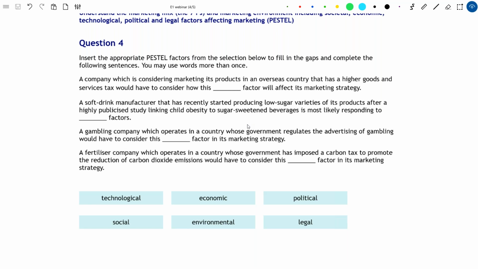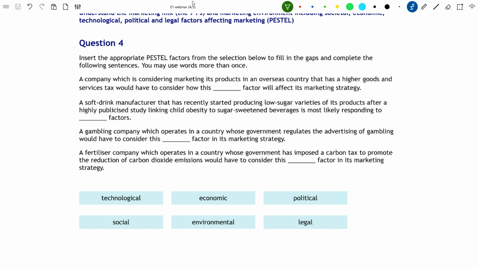And it may be that some of the answers are the same that you pick when you go through all of them. And if we have a look at the requirement line here, we can see that we're being asked to insert the appropriate PESTEL factors from the selection below to fill in the gaps and complete the following sentences. We've got our options down here. So these are actually our PESTEL factors, but what is a PESTEL analysis? Well, a PESTEL analysis is a way to analyze the company's external business environment.